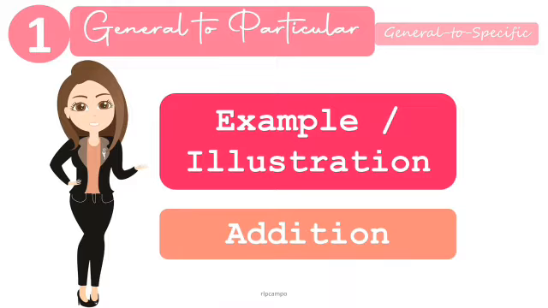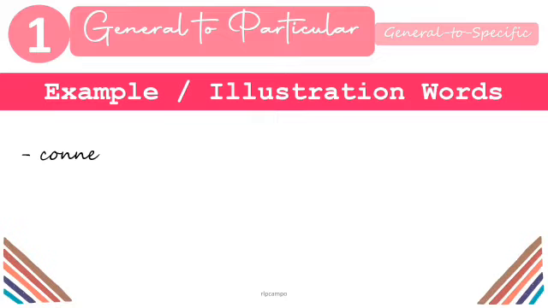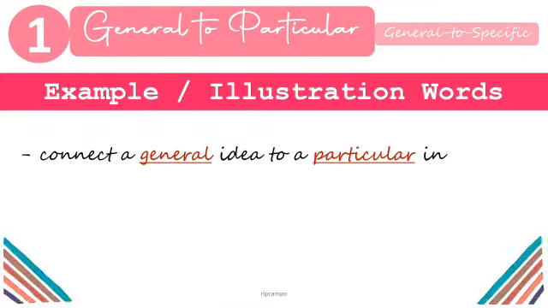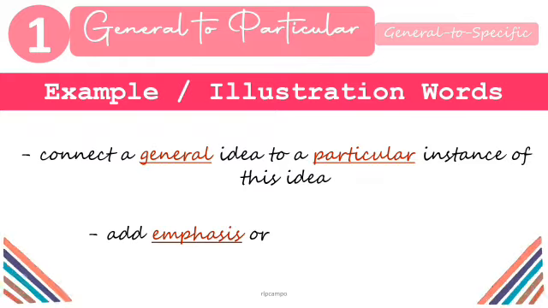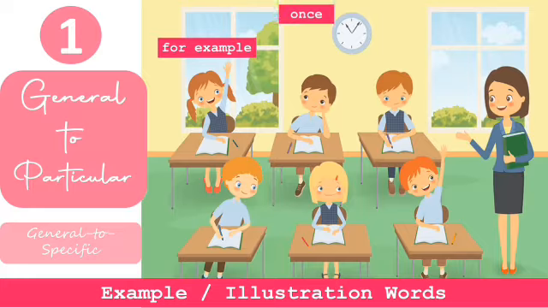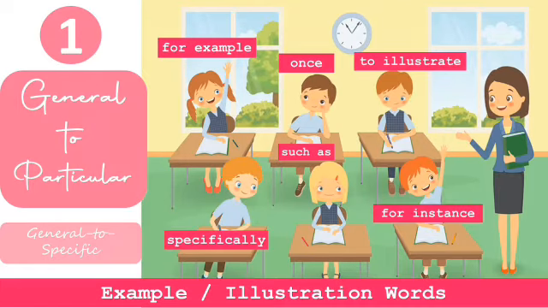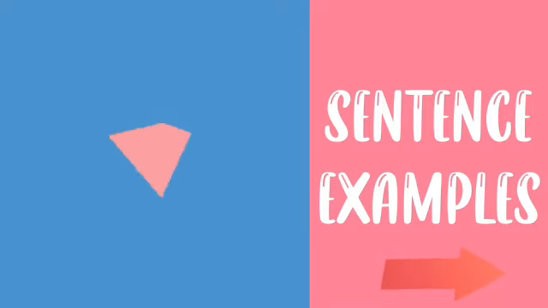Here are the other grammatical signals and expressions that indicate a general to particular pattern. Let us find out what word signals fall in each category. The first one is example or illustration words. These words connect a general idea to a particular instance of this idea. These also emphasize or introduce evidence. These are the grammatical signals in this category. Let us have sentence examples for this one.